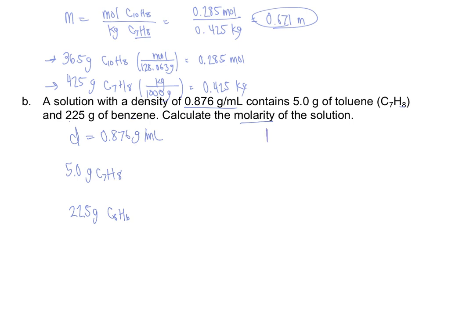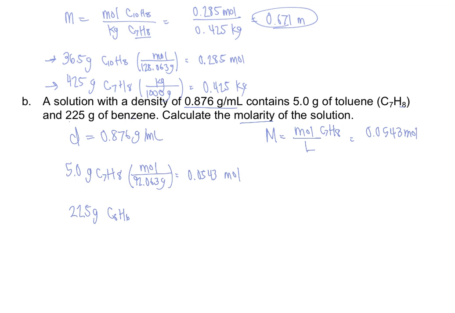So we know that molarity, capital M, is moles per liter. Moles of solute, which is going to be C7H8. And we want the total volume of the solution. So let's start with the moles of toluene. We can calculate the molar mass. This is 92.063 grams per mole. And that's going to equal 0.0543 moles. So that's what's going to go in my numerator.